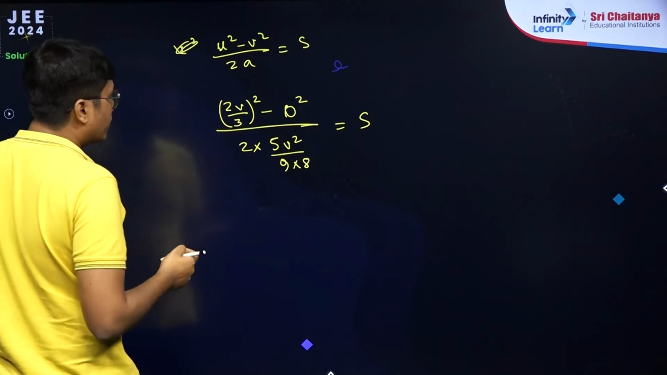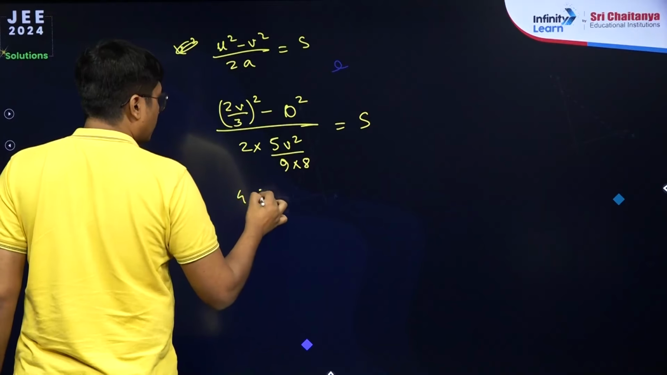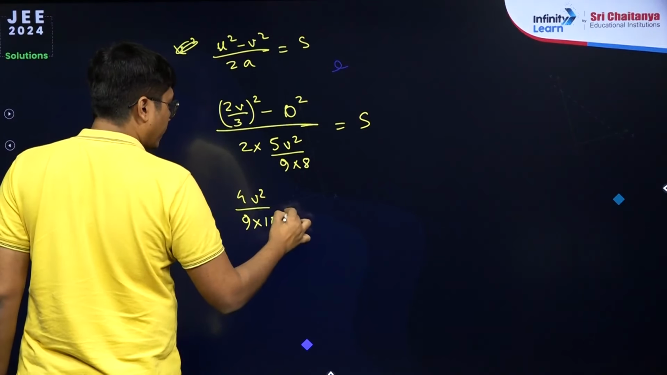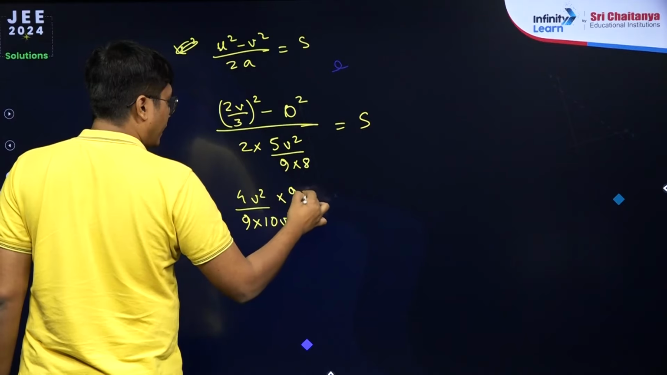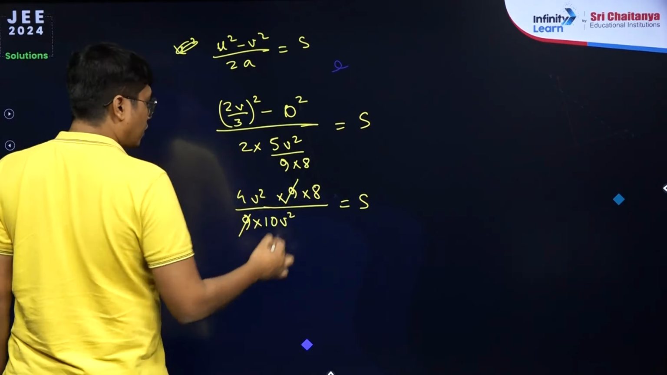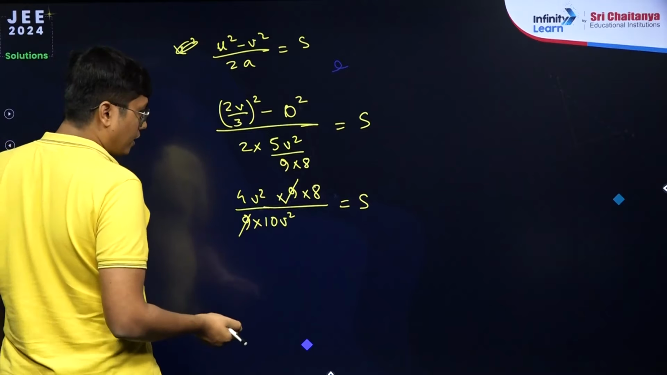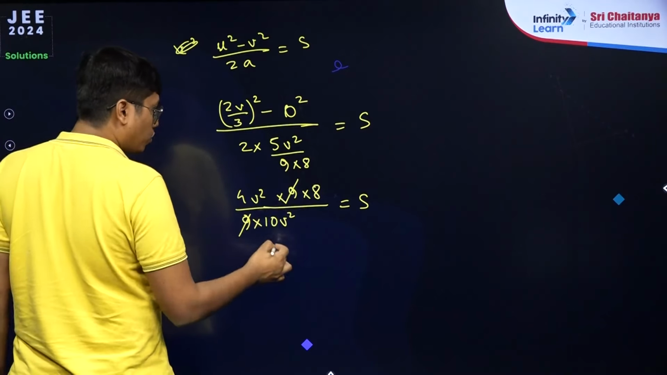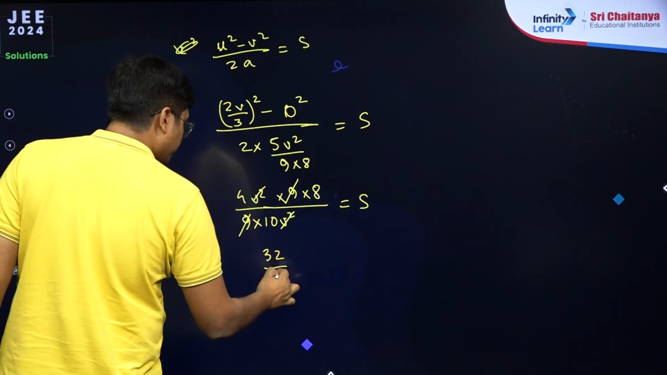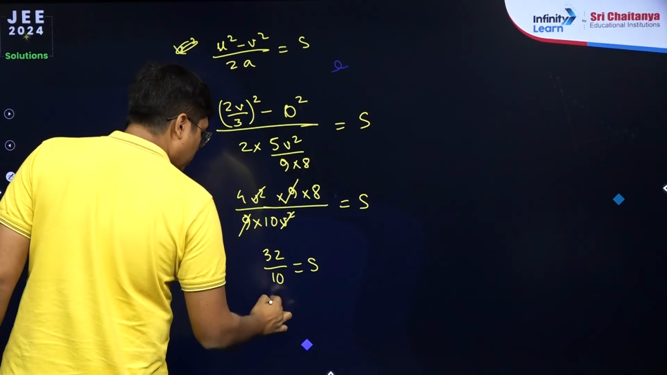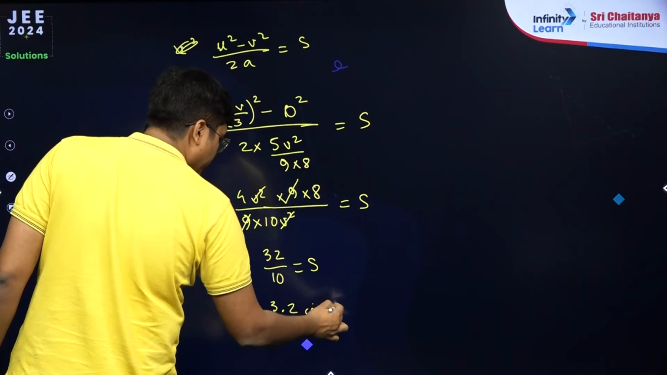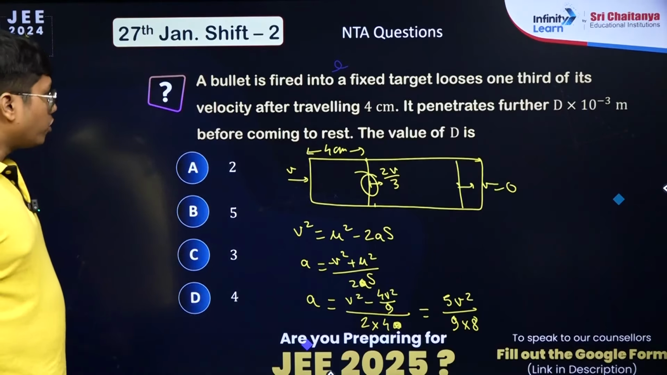So what do we get over here? We get 4v square by 9 into 10v square into 9 into 8. That is s. Cancel out the 9s. And what else do we get? 4 into 8 is 32. So the v squares also cancel out. So 32 by 10. So 3.2, this would be in centimeters. So it moves 3.2 centimeters.